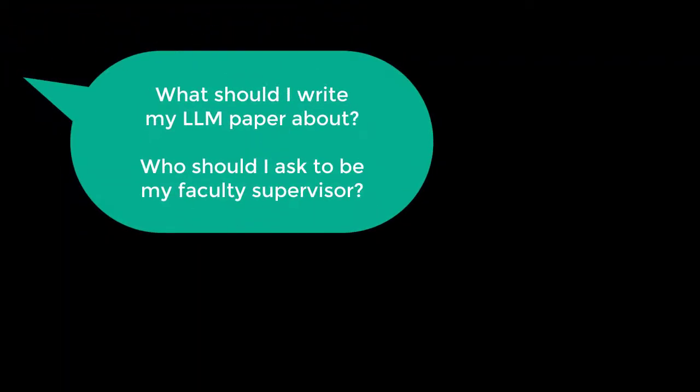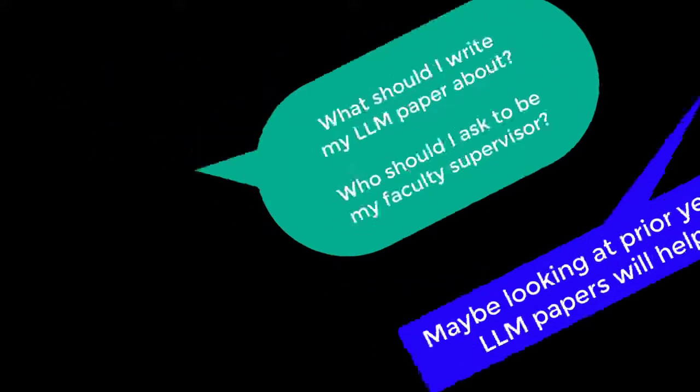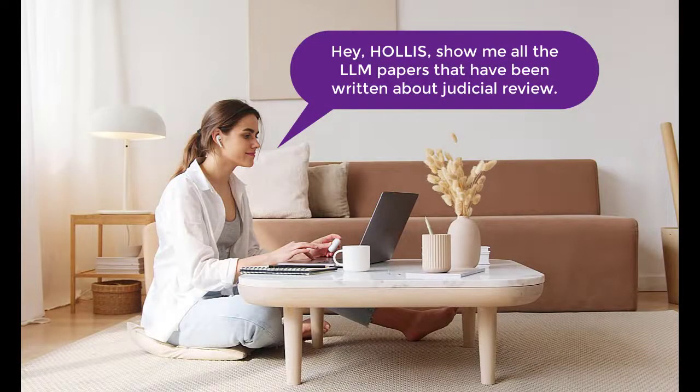In this video, we're going to look at how to use the HOLLIS library catalog to find prior years' LLM papers. Many LLM students find doing this to be very helpful when they are thinking about potential topics and faculty supervisors for their own LLM papers. Assume, for example, that you want to see all LLM papers from past years on the topic of judicial review.